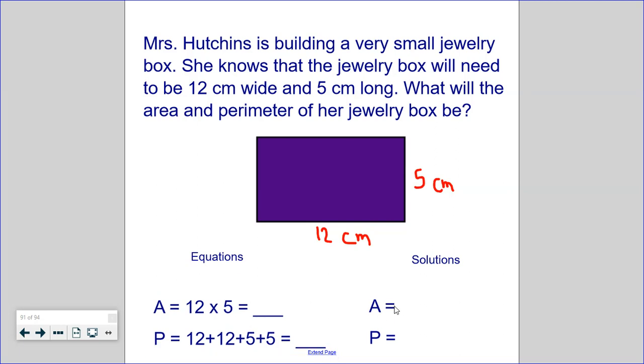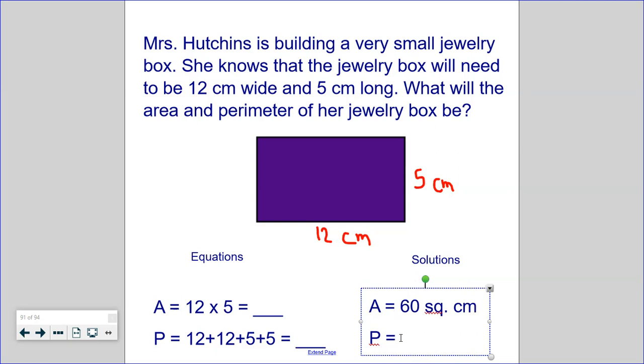The area is 12 times 5. What is 12 times 5? That's a fact we haven't really done very much, is it? So think of 10 times 5. 10 times 5 is 50. Then 2 times 5. 2 times 5 is 10. If we add those together, it's 60. And our units will be, since this is area, square centimeters.